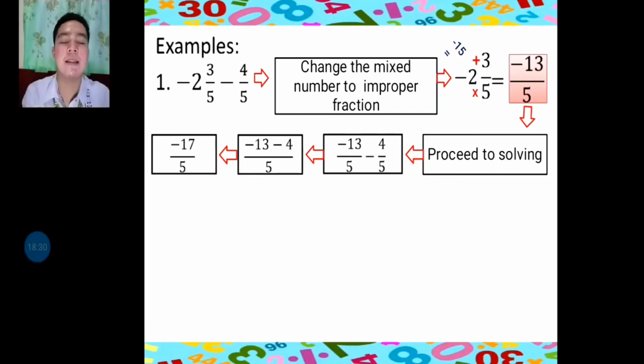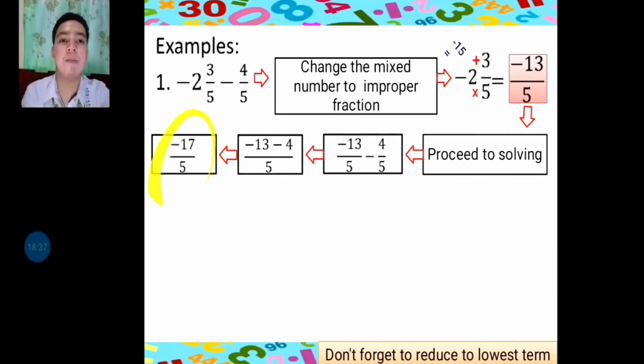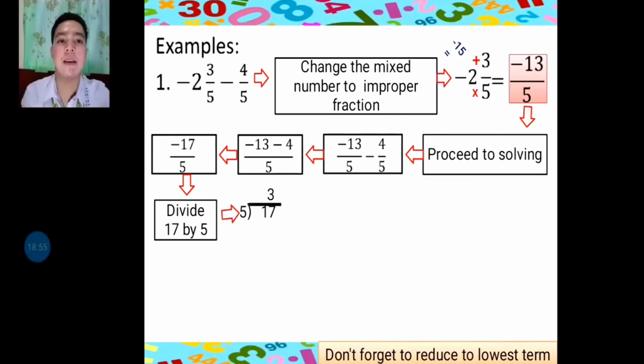But that is not the final answer. Don't forget to reduce to the lowest term. So as you can see, we have an improper fraction. Its lowest term is a mixed number or mixed fraction. So to make it possible, we have to divide 17, the numerator, by the denominator 5. So 17 divided by 5, that is 3. 3 times 5 is 15. So 17 minus 15 is 2.